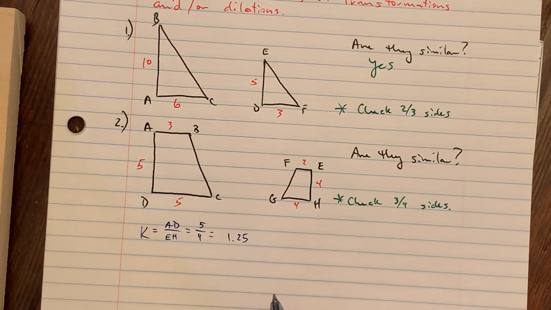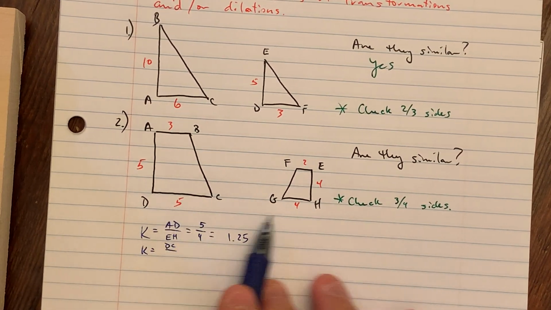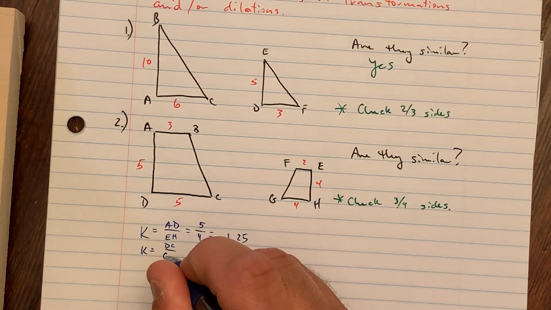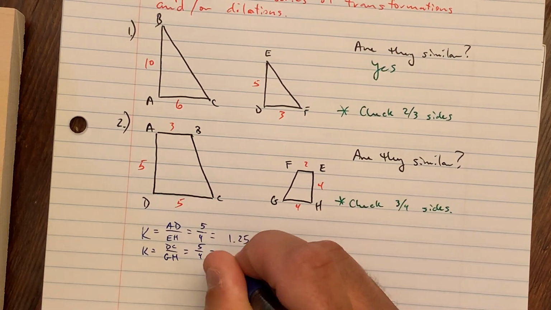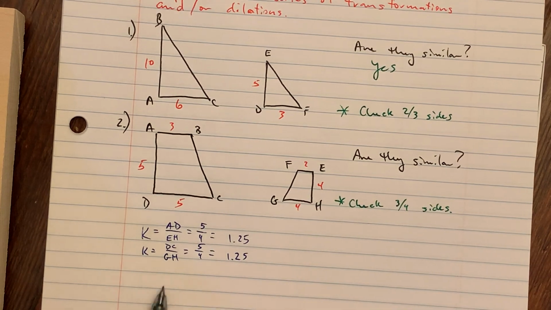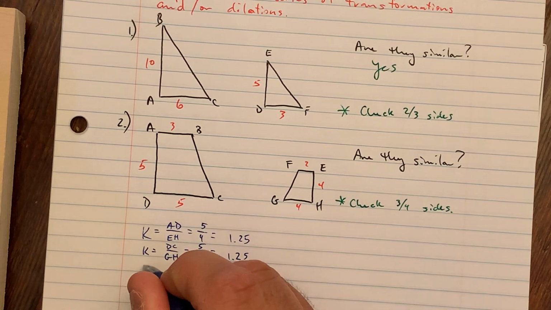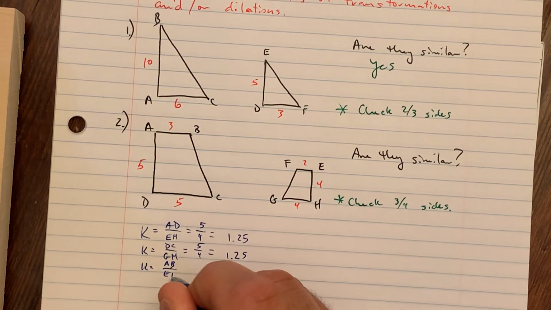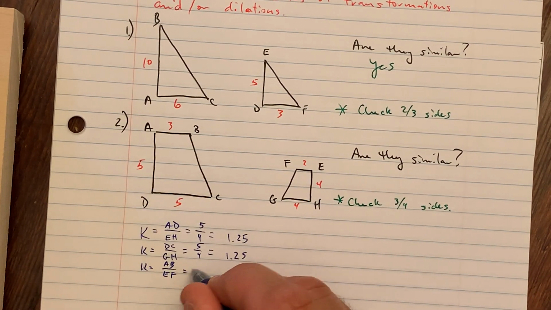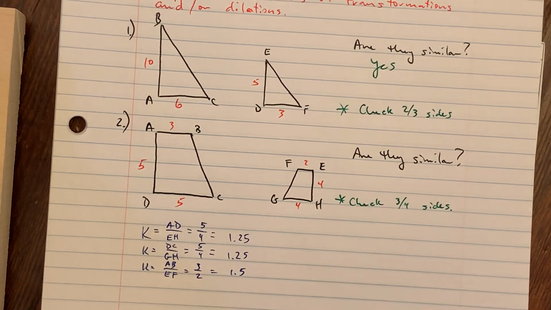Let's try a different one. Let's go DC. DC is in a similar spot as GH, or HG, however you want to look at it. And this is 5 to 4 as well. So that's also 1.25. But there are only 2 sides. We have to do 3 out of the 4, so we go to the last set that we have numbers for. That would be AB over EF. AB is 3. EF is 2. 3 over 2 is 1.5.